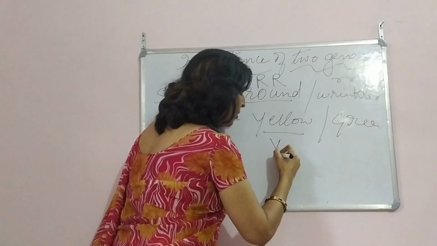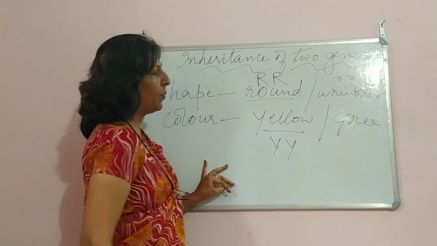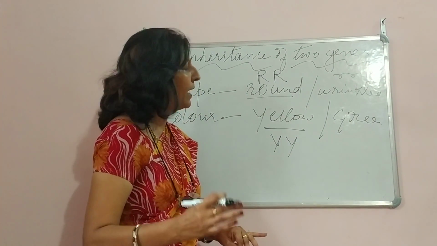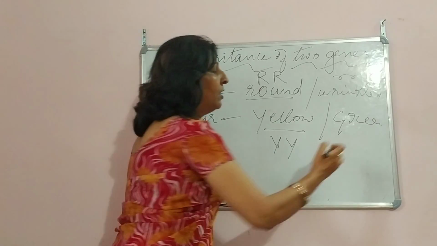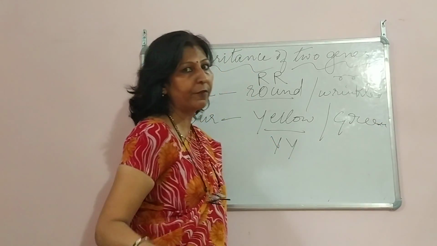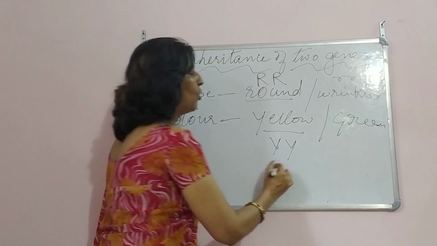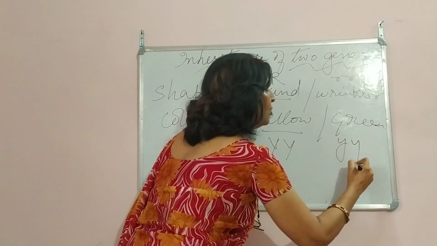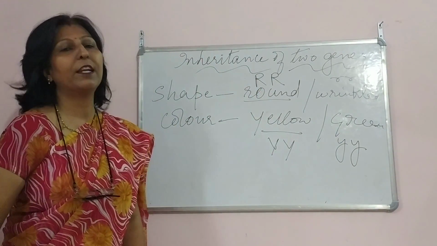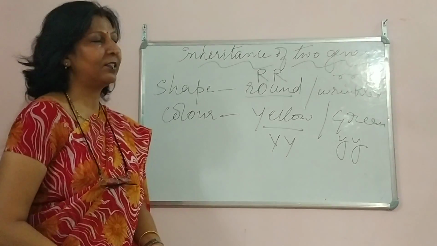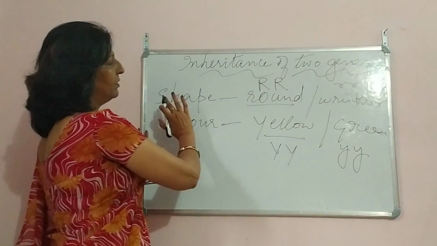And when we take the color, yellow is dominant over here, green is recessive. So yellow is denoted by capital Y, and green is denoted by GG. You can do it, but then children, this causes lots of confusion when we do the crossing. So normally what we do is, we'll denote it by small y, so that we understand that it is a recessive gene. Okay, so this is how we denote.